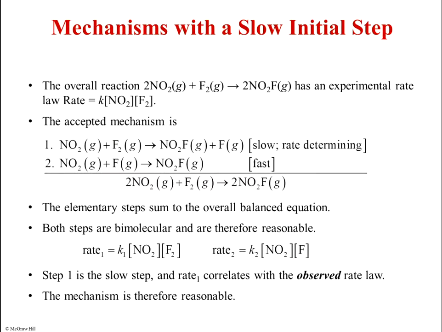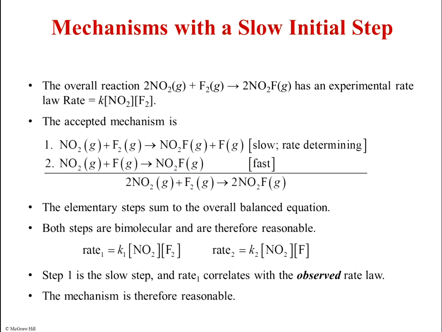So let's go back and look at another reaction. That's the reaction of nitrogen dioxide with fluorine to give NO2F. So the overall reaction, 2NO2 plus F2 gives 2NO2F, is shown here. It's known to have an experimental rate law of rate constant times nitrogen dioxide times fluorine, both first order in both reactants. Notice that even though there's a stoichiometric coefficient of two on the nitrogen dioxide, it's still first order in both. So this is experimentally determined. So how do we account for this? Well, the accepted mechanism is as follows.